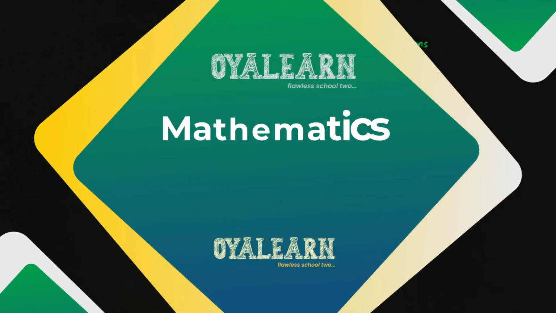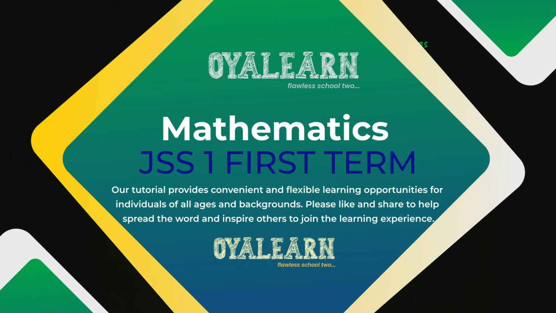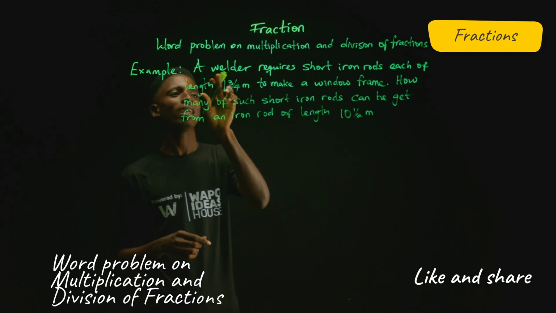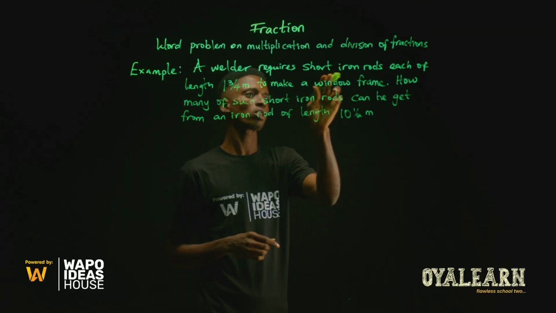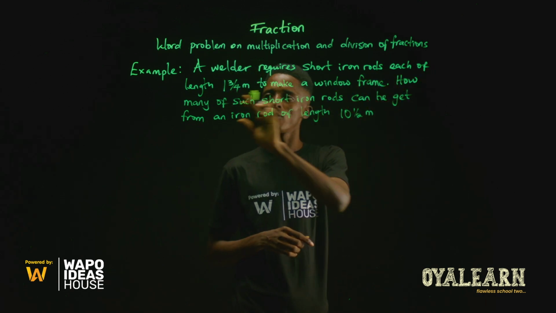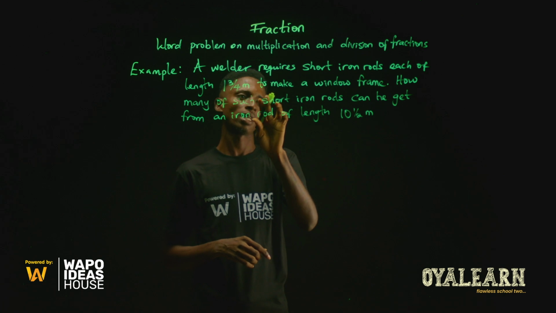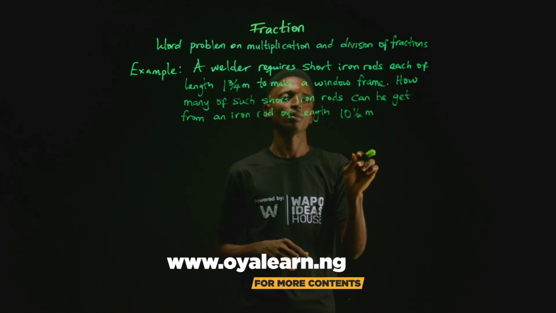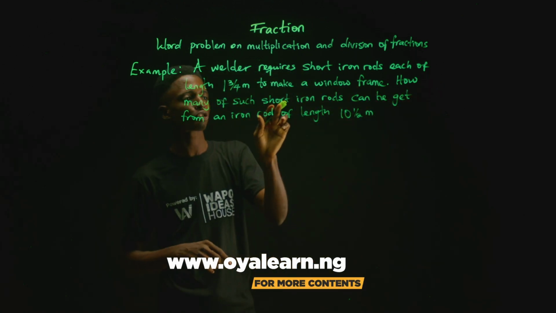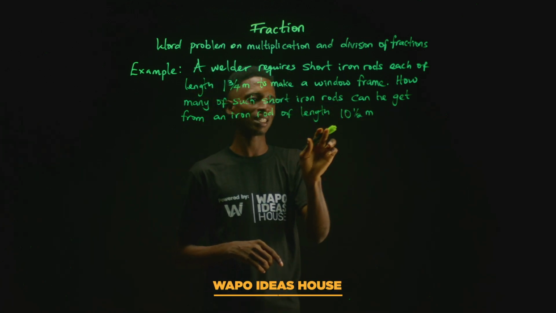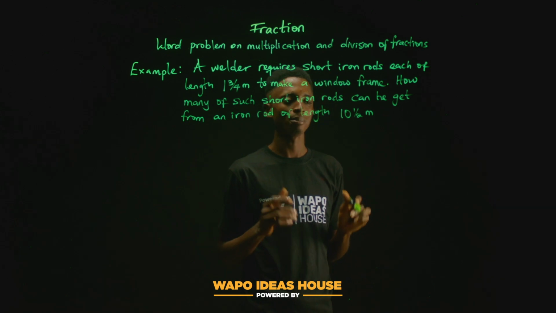Let's look at this word problem on multiplication and division of fractions. In this example, we are told a welder requires short iron rods, each of length 1 3/4 meters, to make a window frame. Now, how many of such short iron rods can he get from an iron rod of length 10.5 meters?